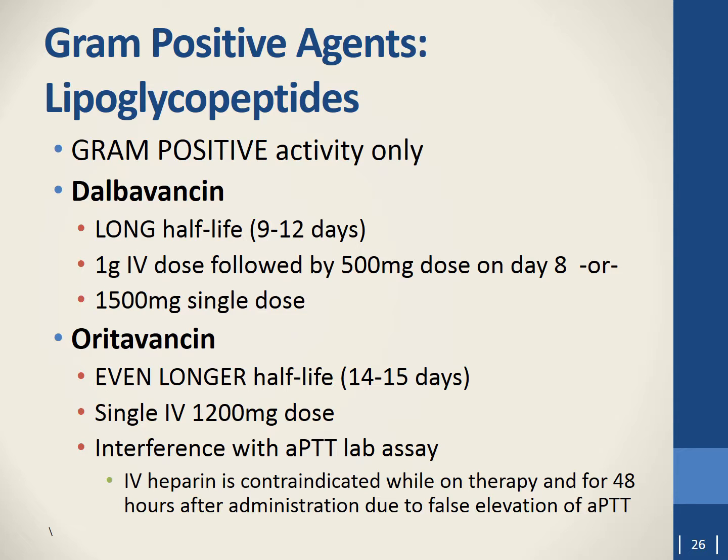The one thing to note with it in terms of potential interactions is that it does cause an interference with the APTT lab assay. So this isn't that it's anticoagulating the patient, but it makes the APTT lab assay not be a reliable indicator of what the patient's actual APTT is. So for that reason, IV heparin is contraindicated because we can't adequately monitor it if someone is on oritavancin therapy.